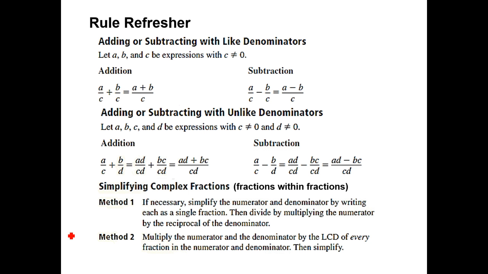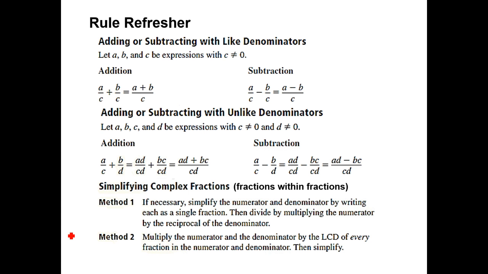So this rule refresher slide is just reminding us that to add or subtract fractions, we need to have a common denominator. If we do have a common denominator, then we just add up the numerators all over that common denominator. If we don't have common denominators, then we need to adjust the fractions in order to set up that common denominator. That means finding the least common multiple between both of those denominators that we start with. And then lastly, what we're going to cover is simplifying complex fractions.